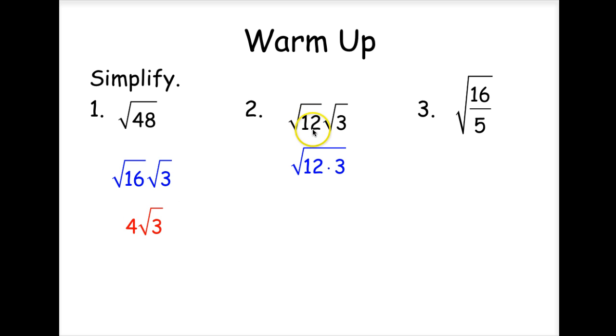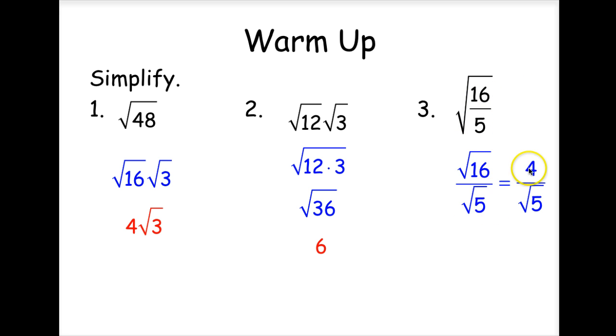On this one, it's the same thing as multiplying 12 times 3. So the square root of 12 times 3, the square root of 36, would be 6. And we can rewrite this expression as the square root of 16 over the square root of 5, which is 4 over the square root of 5. We cannot leave a square root in the denominator. So we do what's called rationalizing the denominator by multiplying the numerator and the denominator by square root of 5. So our answer is 4 square root of 5 over 5.